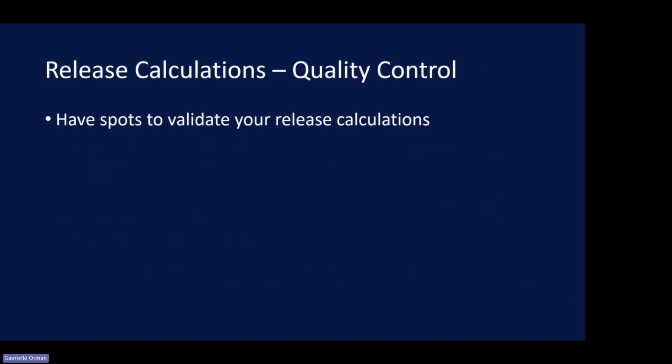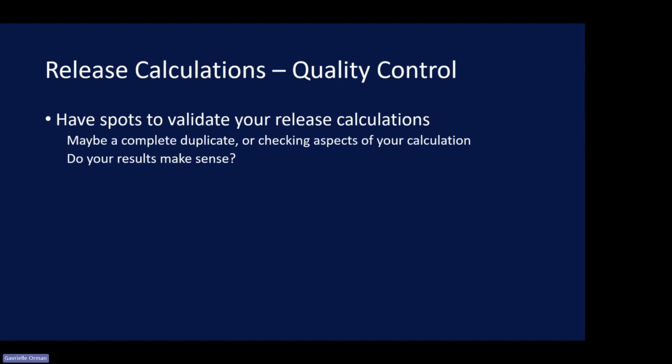Quality control wise, I highly recommend having spots to validate your release calculations. So this can be a complete duplicate where you are redoing the entire calculation in a different cell and making sure that those numbers agree with each other, or it can be checking aspects of your calculation. So sometimes, depending on complexity, I'll actually have the whole calculation done in steps so that I can see each individual calculation being made. Other times, I'll just have a cell right next to it where it's calculating the exact same thing. And I have some conditional formatting where if they match, it turns green. And if they don't match, it turns red or orange or some other visual cue that something got messed up somewhere along the line.